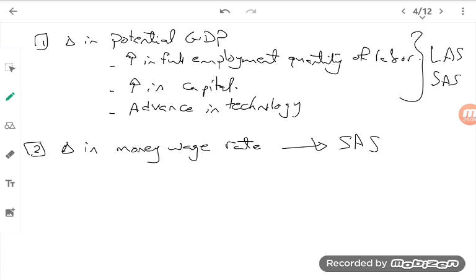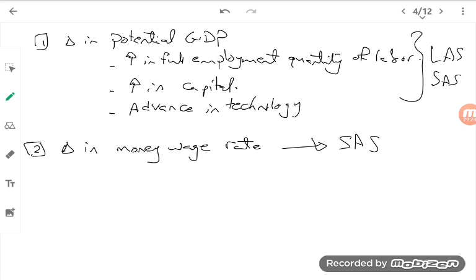طيب هل الفاكتور ده بيأفكت اللونج ران؟ لا، احنا في اللونج ران عندنا فول امبلويمنت، فبالتالي الويجز مش هتأثر في حاجة. هي بتأثر فين؟ في الشورت ران بس. يبقى احنا التو فاكتورز بتوعنا بيأفكتوا الشورت ران، انما الاولاني اللي هو البوينت بوتنشال هو ده الوحيد اللي بيأفكت اللونج ران.